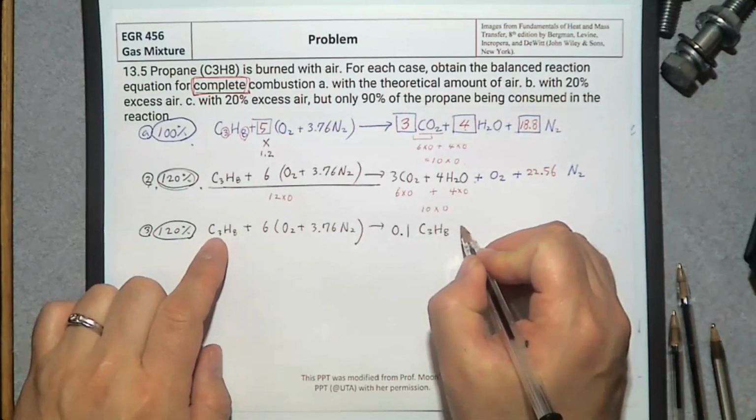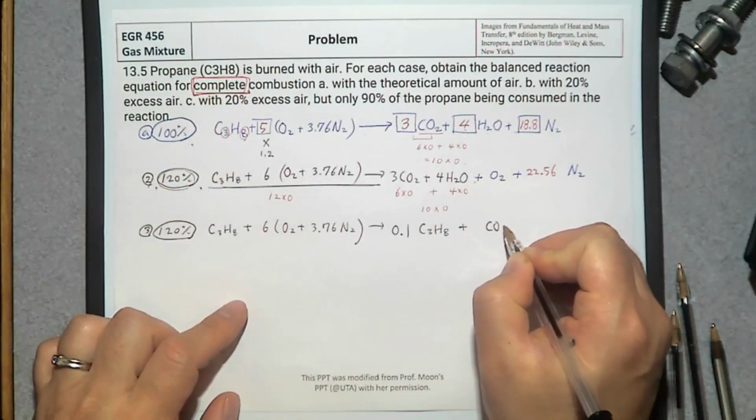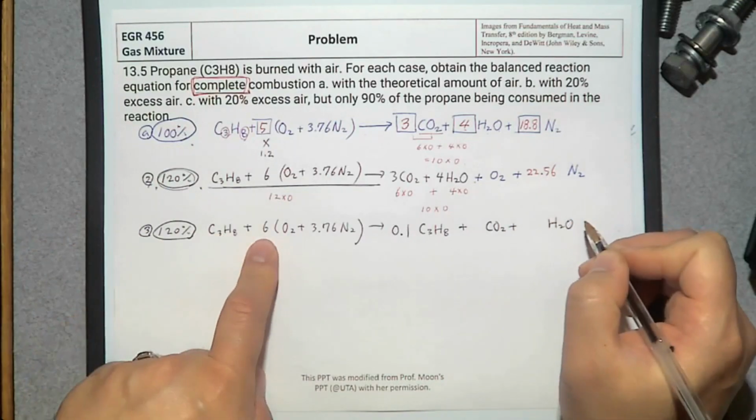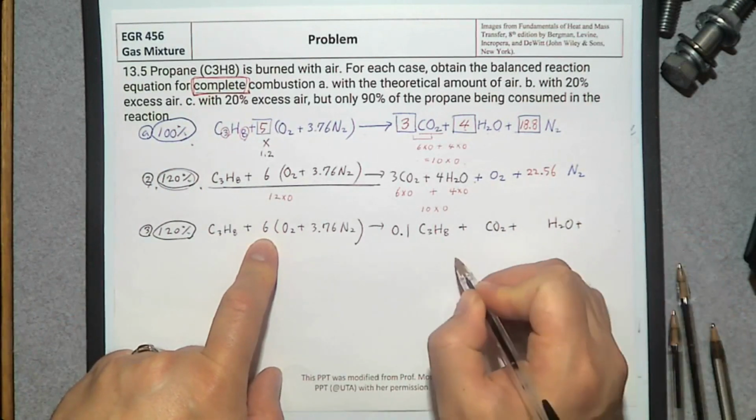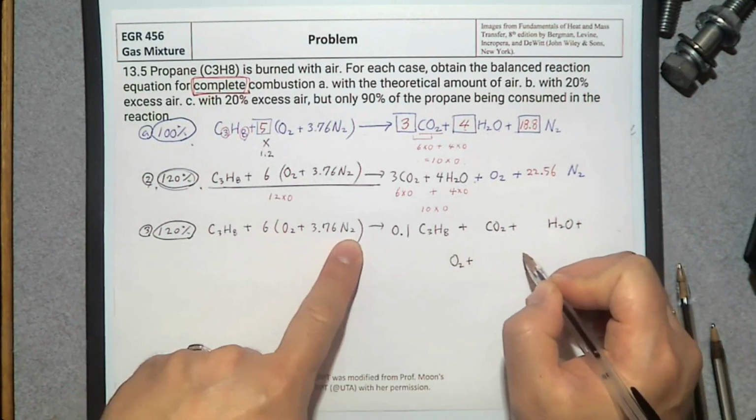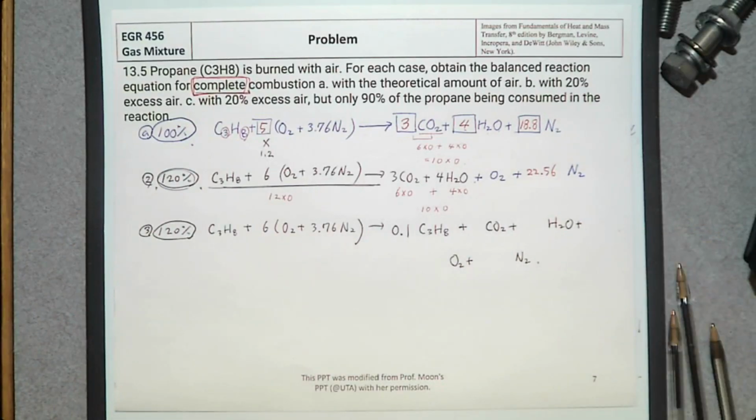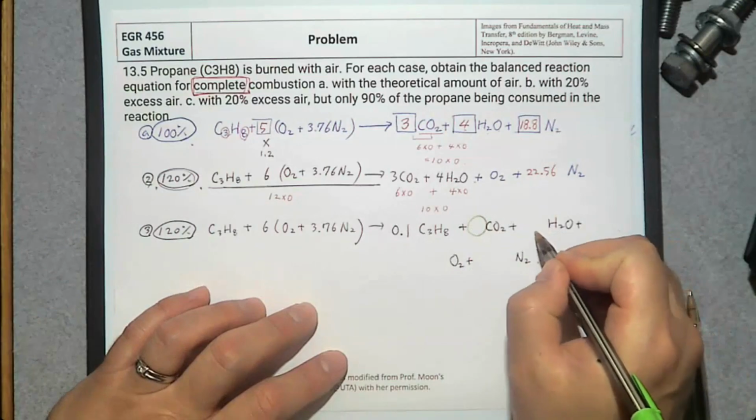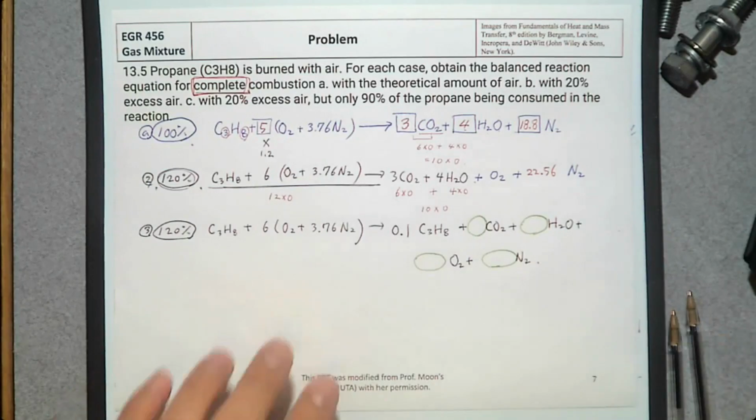Then we have a carbon here, so it's a complete combustion. So we have a carbon dioxide, we have a hydrogen here, so we have a water here, and we are providing more oxygen than is necessary. So we have an oxygen here, and of course, nitrogen is going to be there always. So we need to determine the number of moles of carbon dioxide, water, oxygen, and nitrogen.